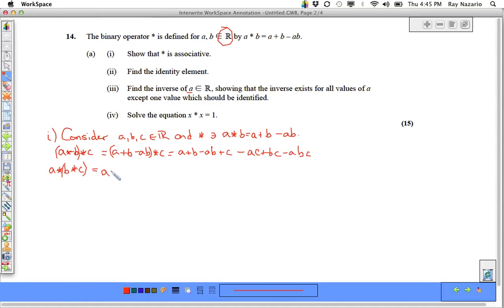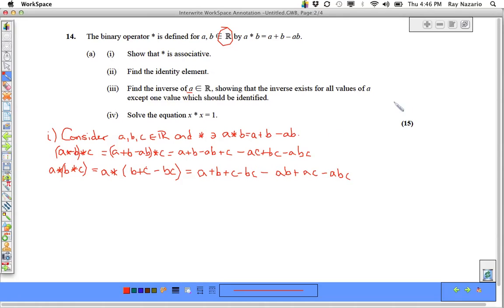This one will have A star B star C, which is B plus C minus BC, which is the first plus the second minus the product of the two. Once again, I'm skipping a step and distributing the A at once. A plus B plus C minus AB minus AC plus BC.